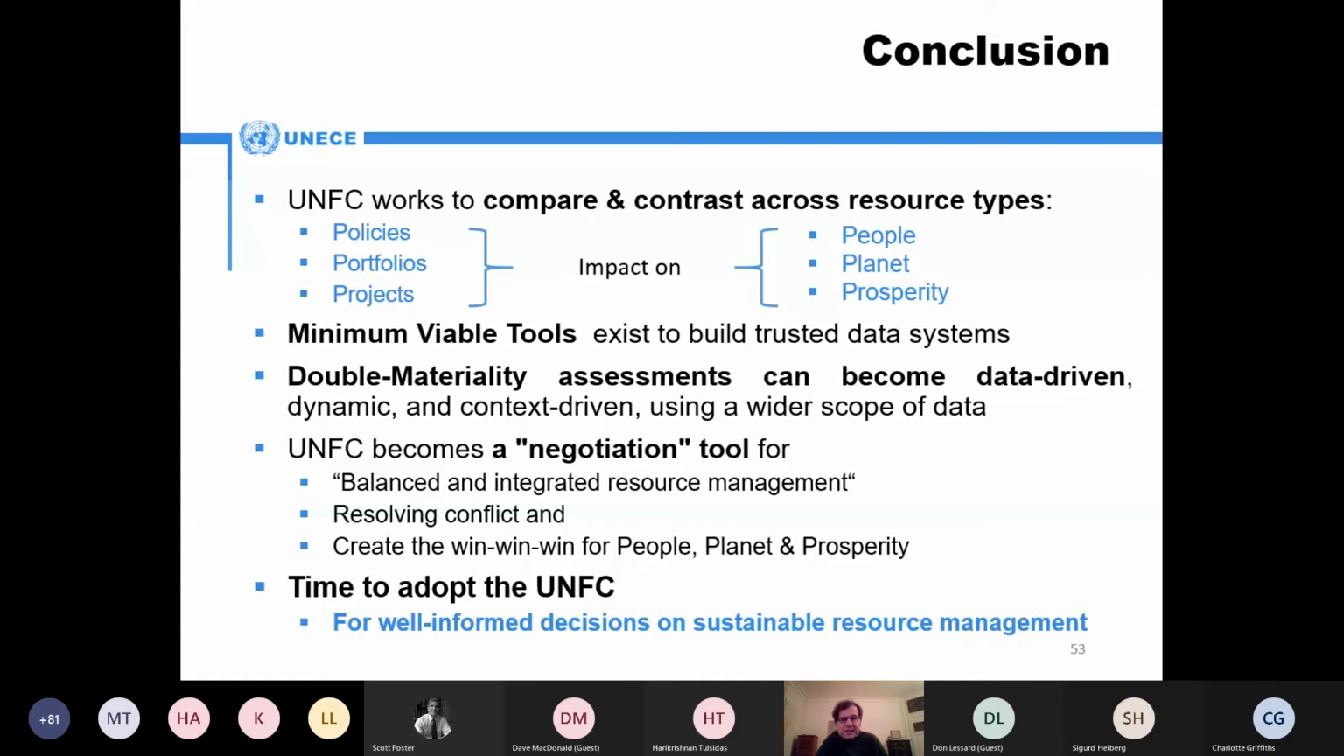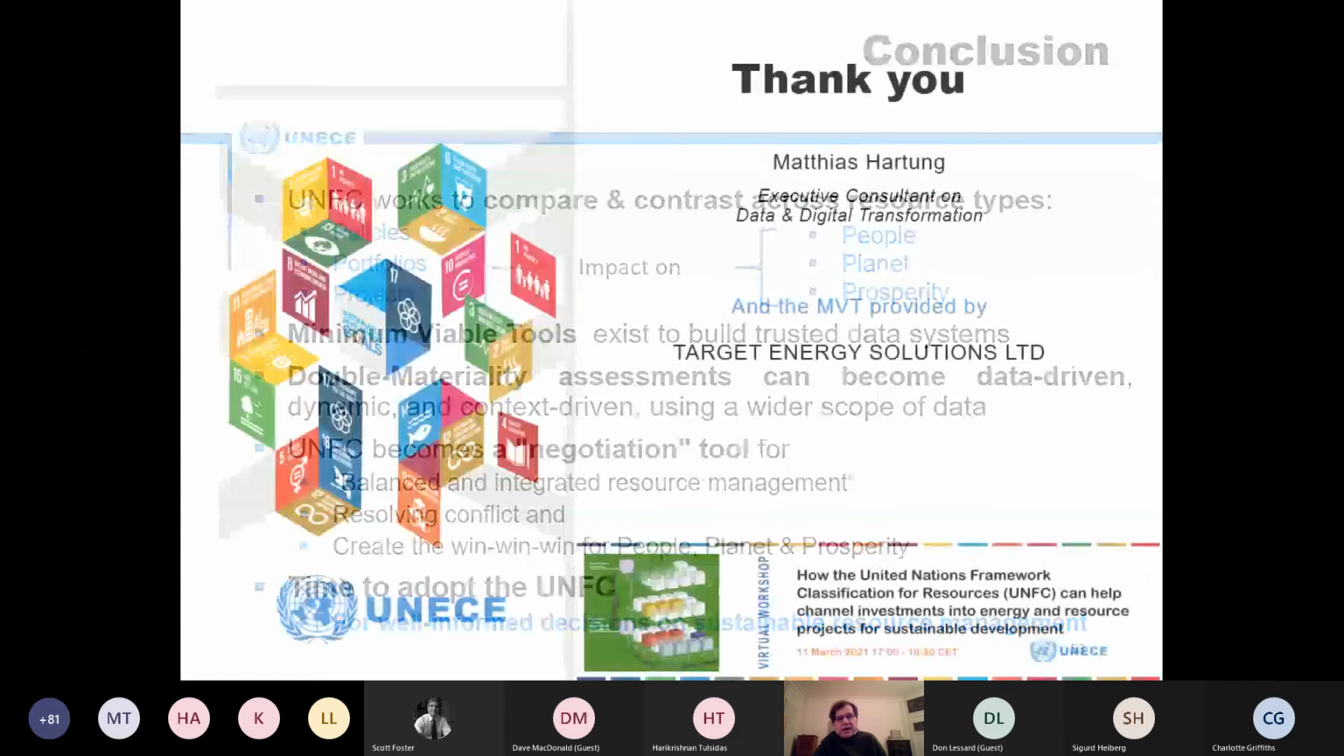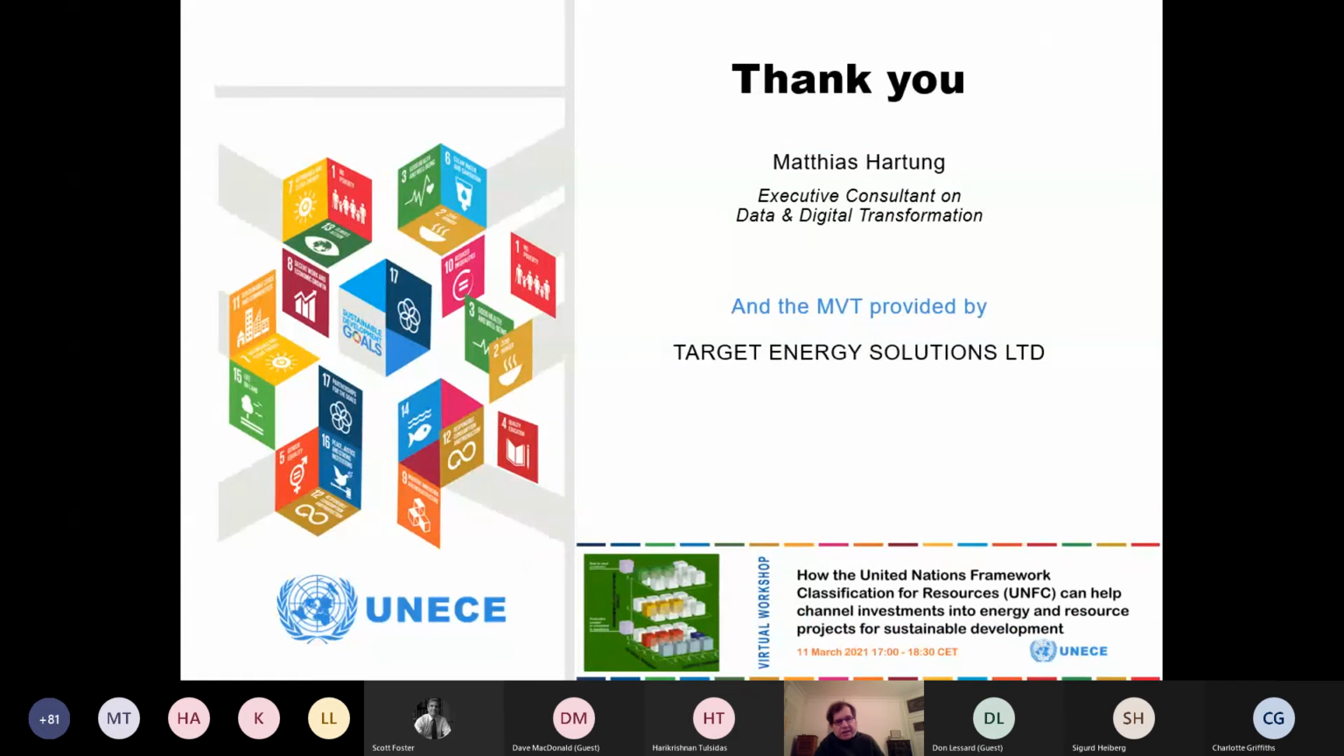Thank you very much. And the last slide is just to acknowledge Target Energy Solutions, who has developed this tool that I've presented on a pro bono basis. And I also would like to particularly thank Norbert Westerhuis for translating the functional requirements into a technical solution. Thank you.